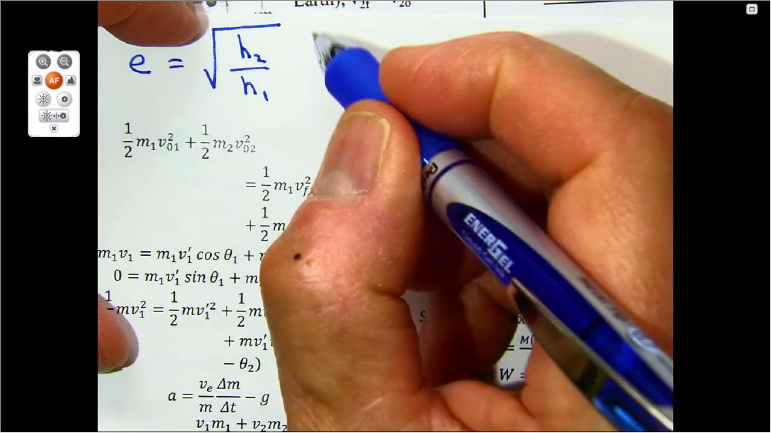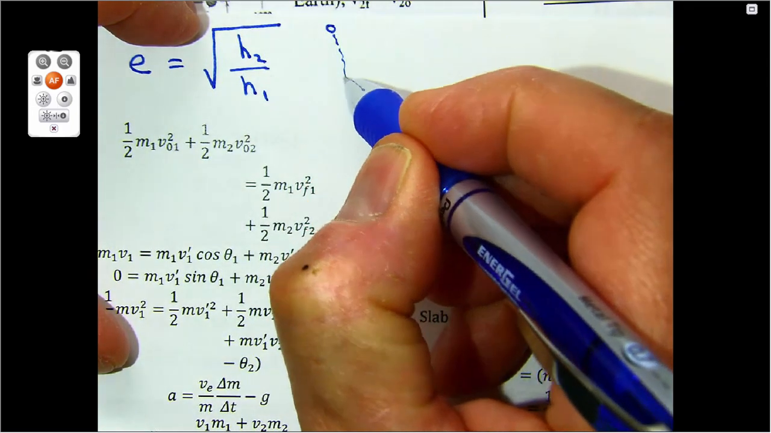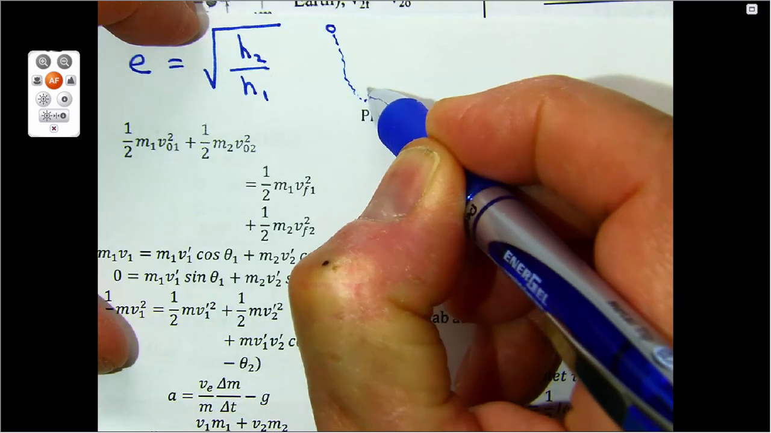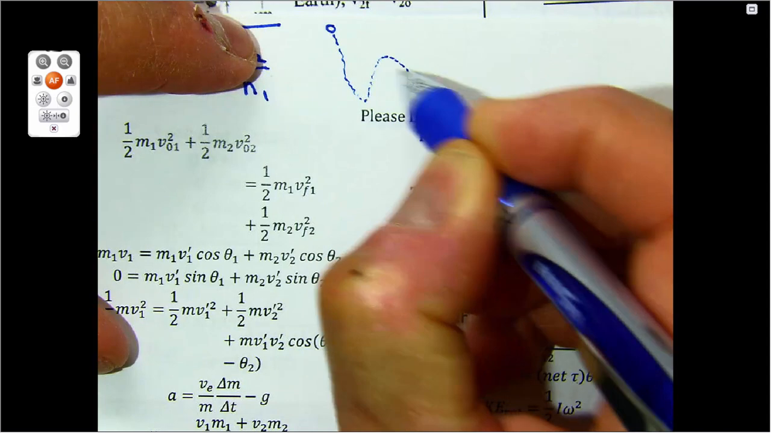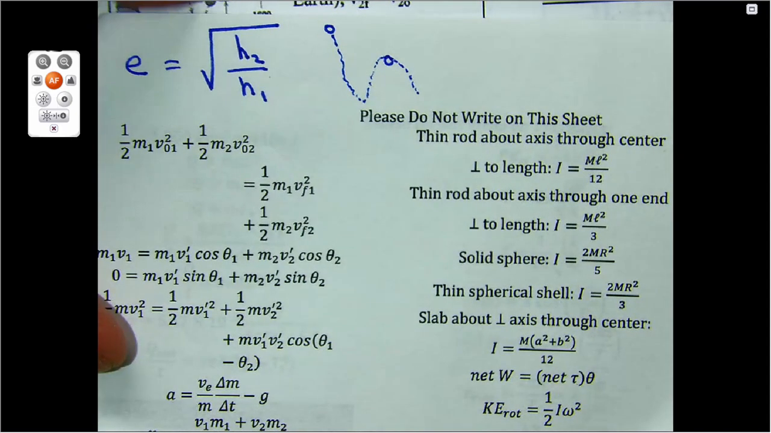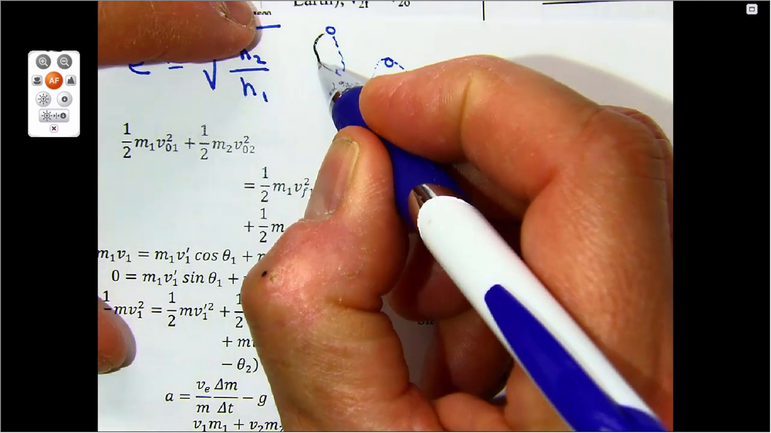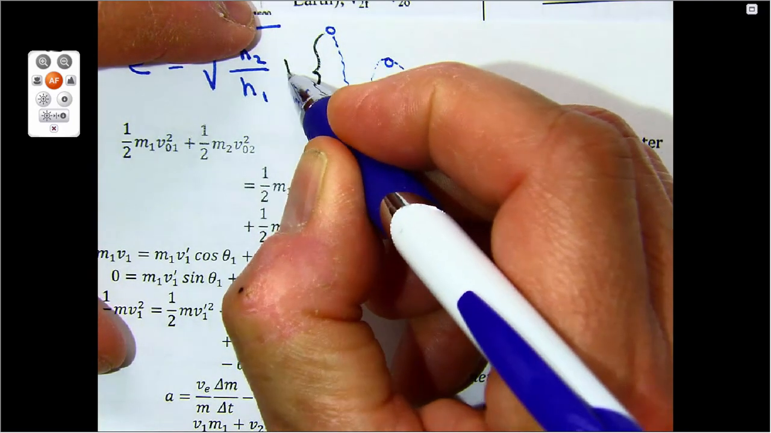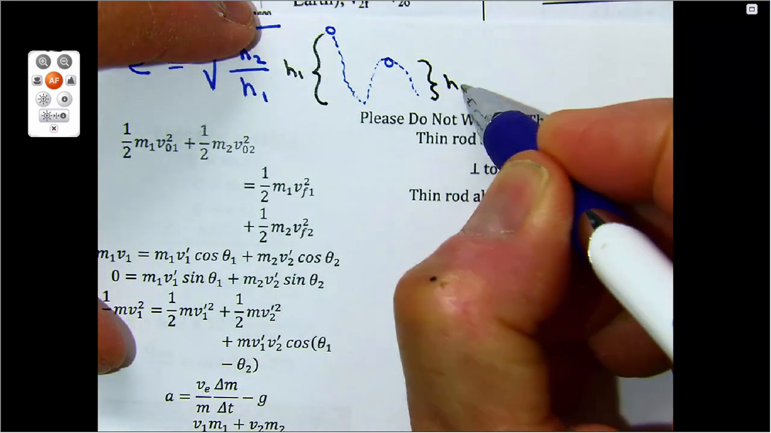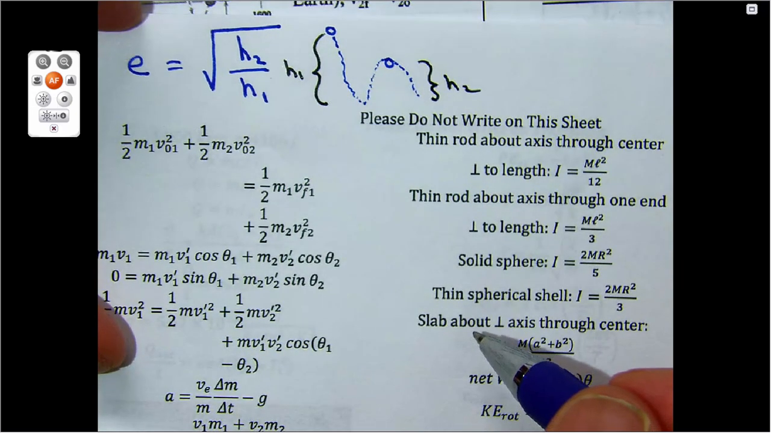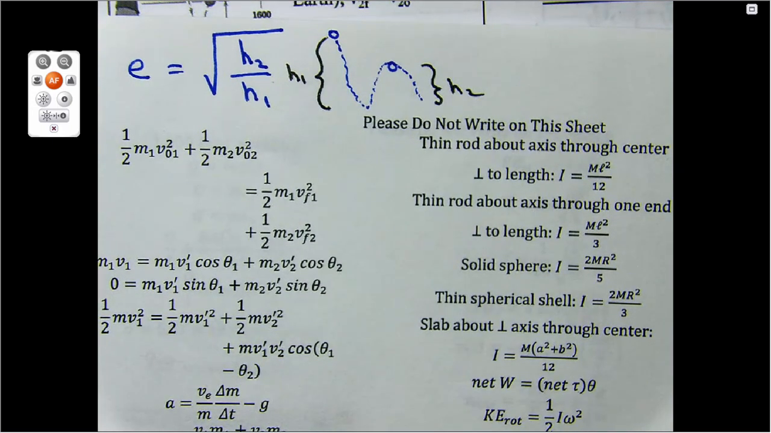Now, all that other stuff first. Let's draw this out. So if this bounces up, and obviously this should be height 1 and height 2, it would look something like that.